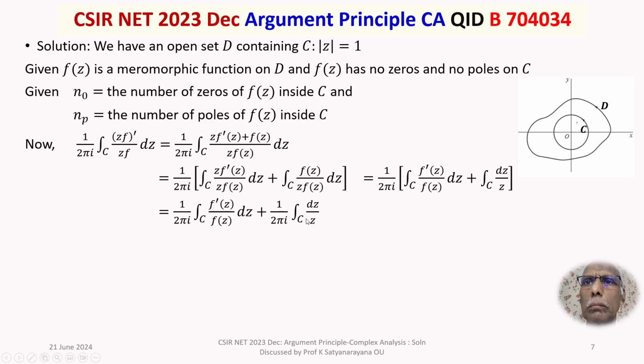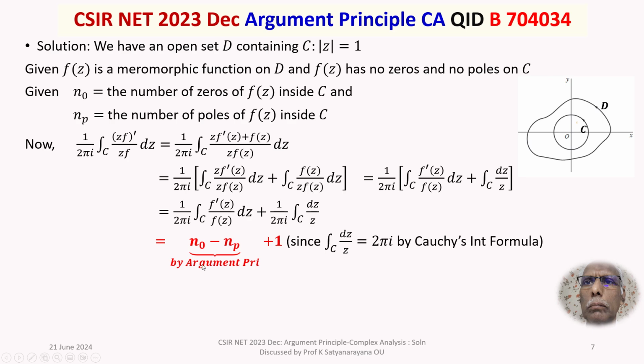And for 1 by 2πi integral taken on C dz by z, apply the Cauchy's integral formula, and that will be 2πi. For this 2πi, the 1 by 2πi is outside, therefore you will get 1. So this is equal to N0 minus Np, number of zeros minus number of poles, by the argument principle, plus 1. So the value of this 1 by 2πi integral taken around C of (zf)' by zf with respect to z is N0 minus Np plus 1.